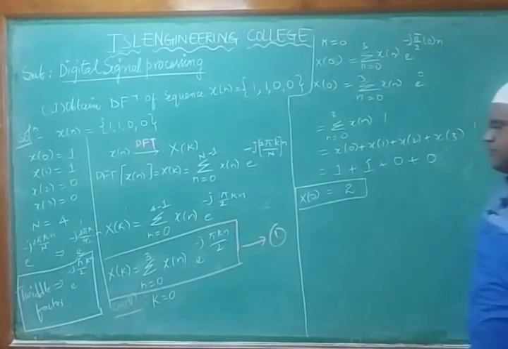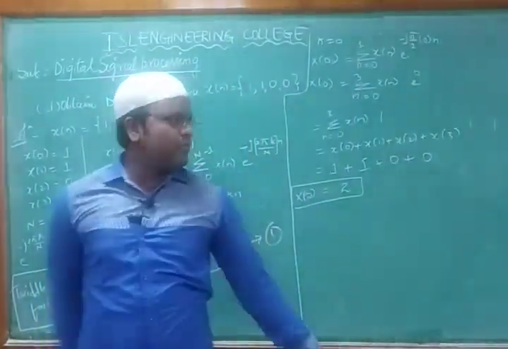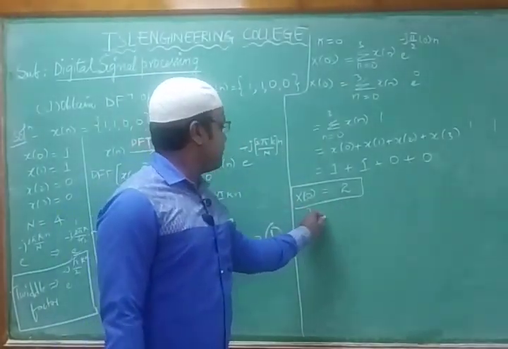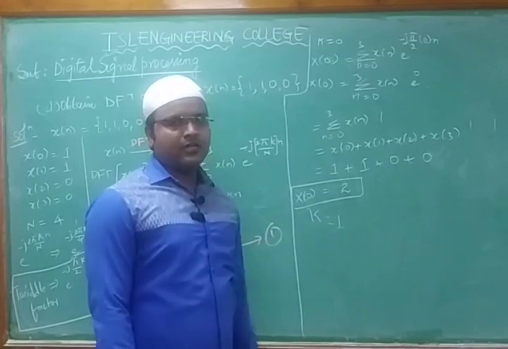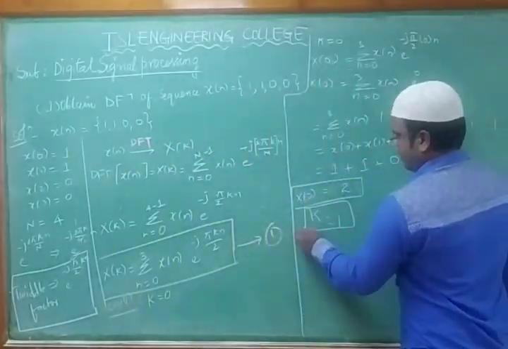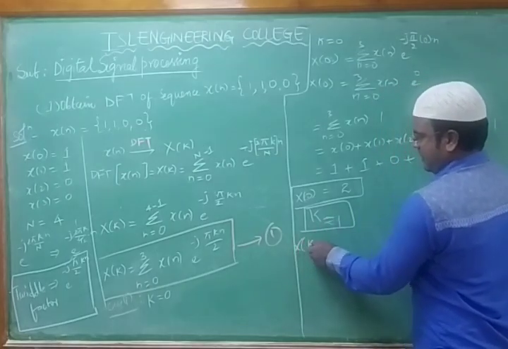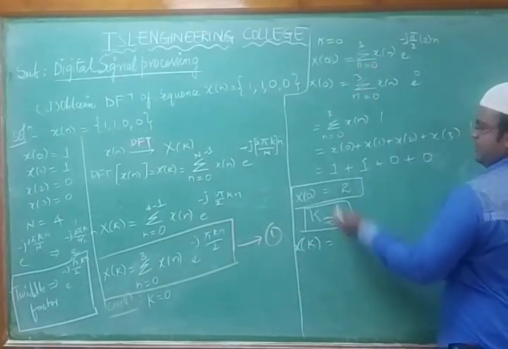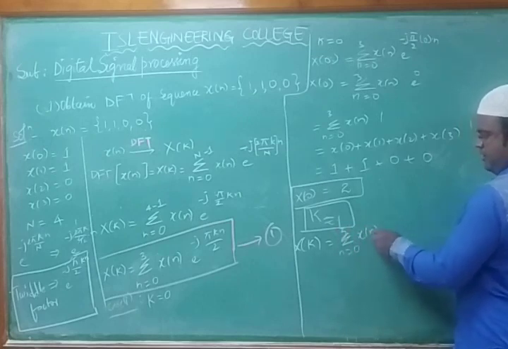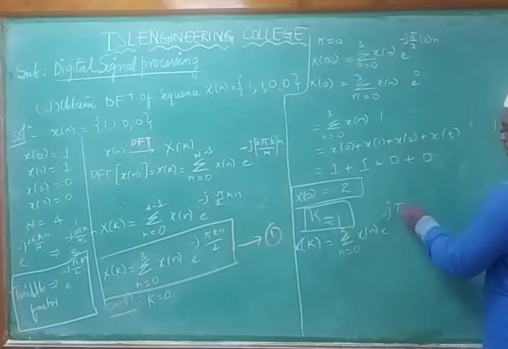Now let's go for the second case. In the second case, what will I write? X of 0 we got 2. Now the second case would be k is equal to 1. We'll substitute that value. So when k is equal to 1, X of k is equal to the same formula: summation n is equal to 0 to 3 x of n e power minus j pi by 2, k value is 1, into n as it is.